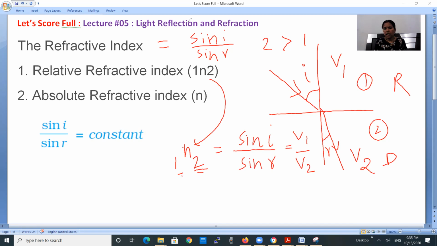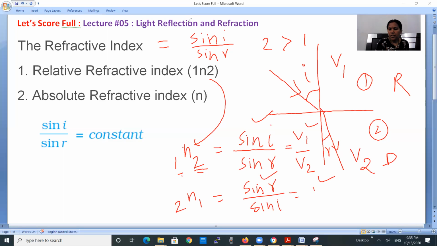So second medium का if you want to calculate refractive index, you have to take sine of incident angle, sine of refracted angle, or velocity of light in first medium upon velocity of light in second medium. Suppose you want to do calculation opposite, means refractive index of medium 1 with respect to 2. So you have to write inverse of this also, sin R upon sin I is v2 upon v1. So this is about relative refractive index. Refractive index of one medium with respect to or compared to the other medium.